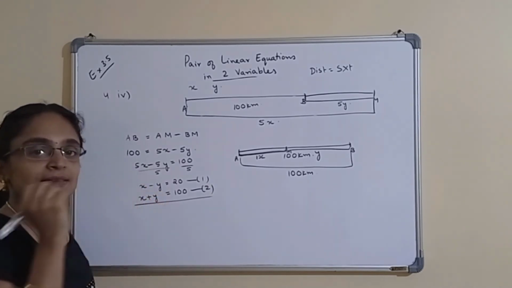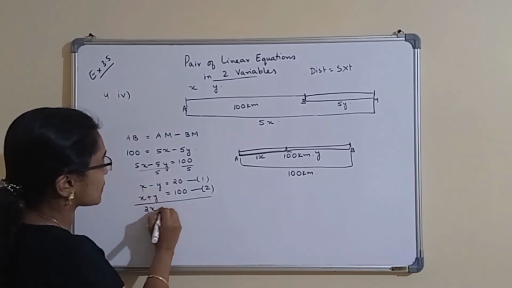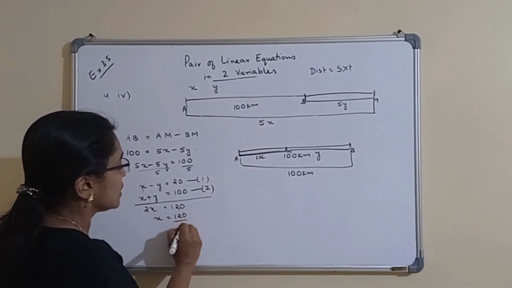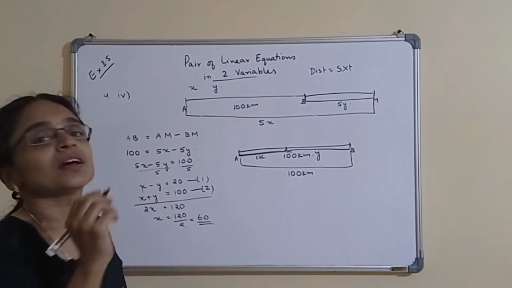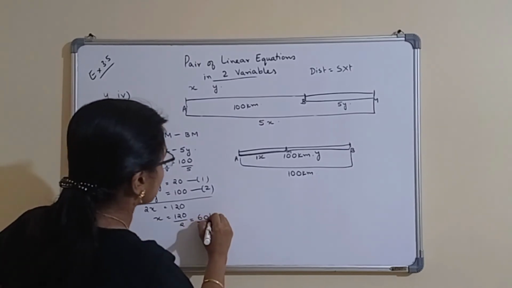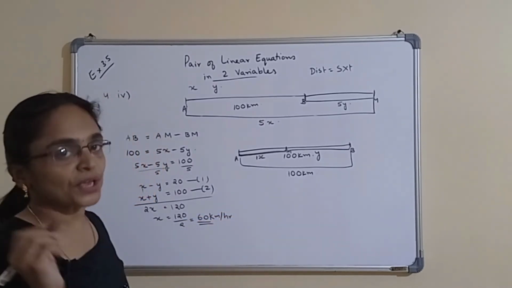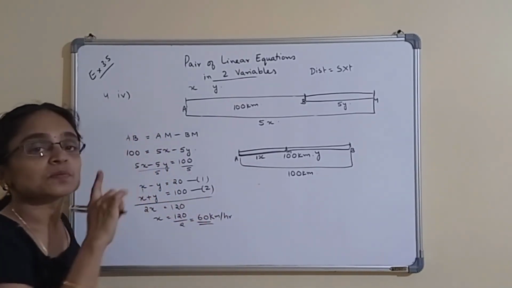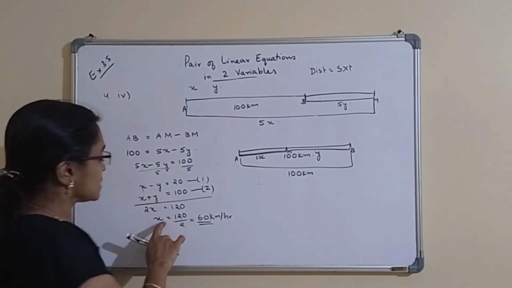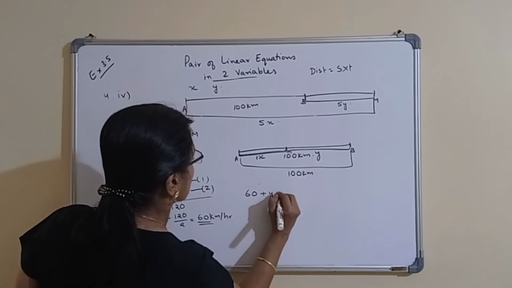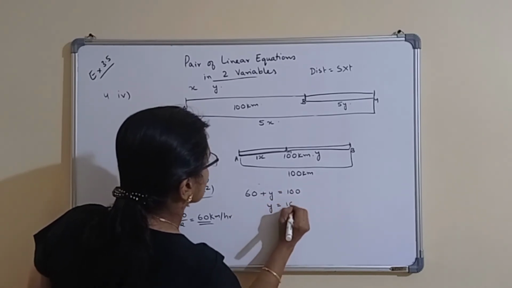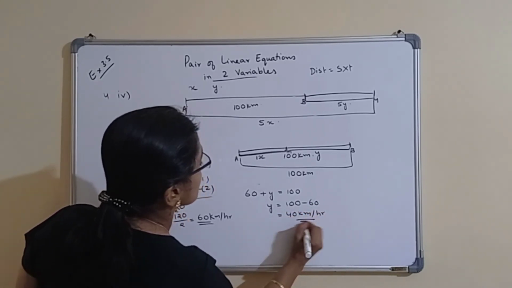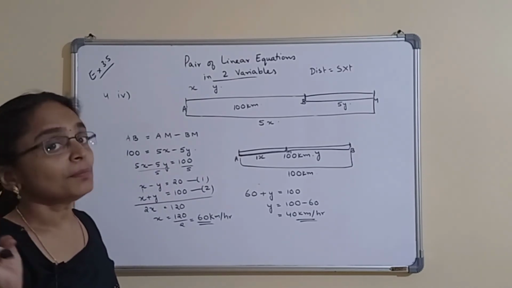So if we add these, we will get 2x is equal to 20 plus 100, which is 120, which means x is equal to 120 by 2, which is equal to 60. So the car starting from A is traveling at 60 kilometers per hour. Okay, now we can solve for y. We can substitute the value of x in any of these equations. So 60 plus y is equal to 100, which means y is equal to 100 minus 60, and that is equal to 40. So 40 kilometers per hour is the speed of the car starting from B.